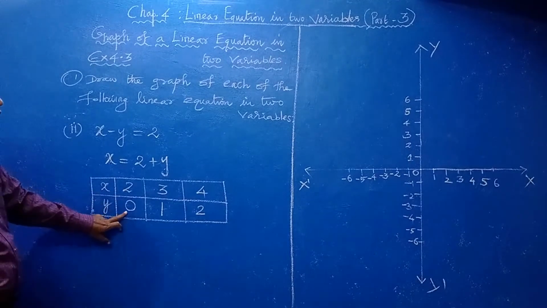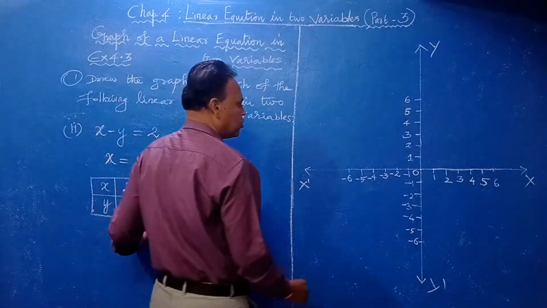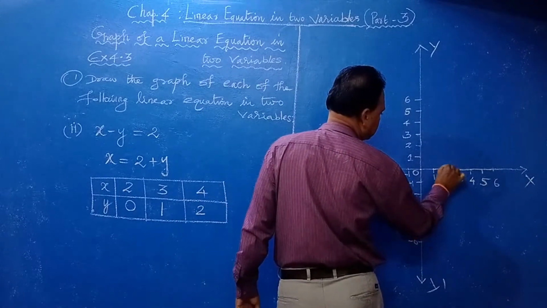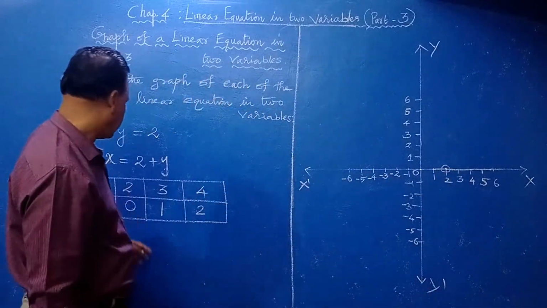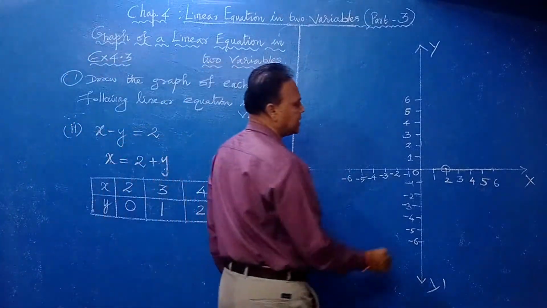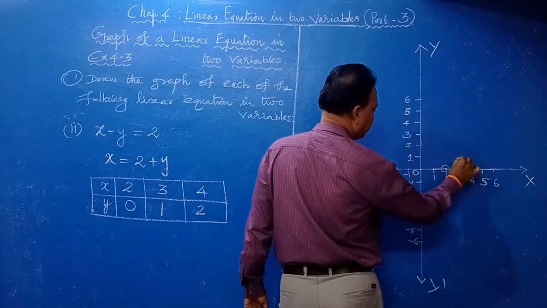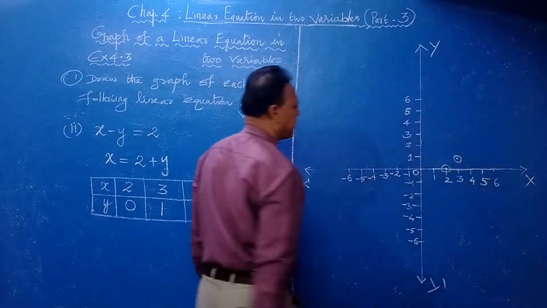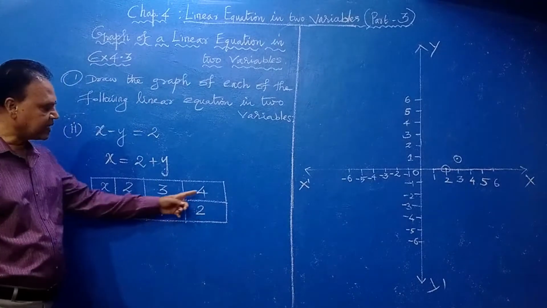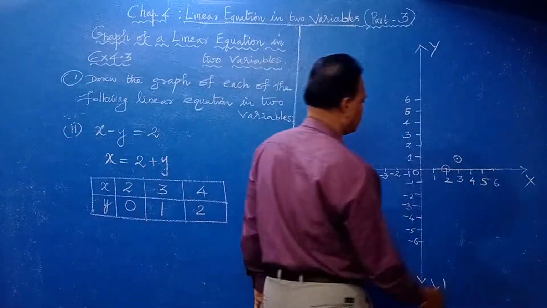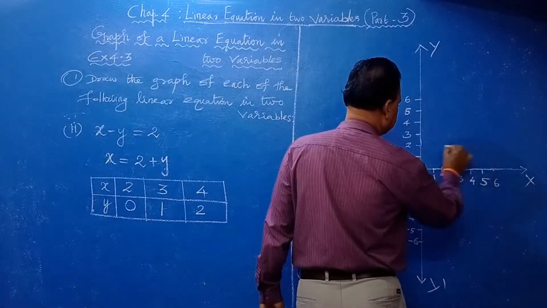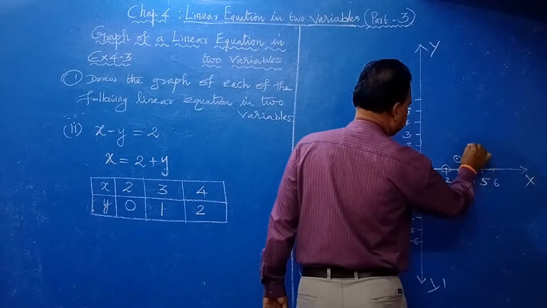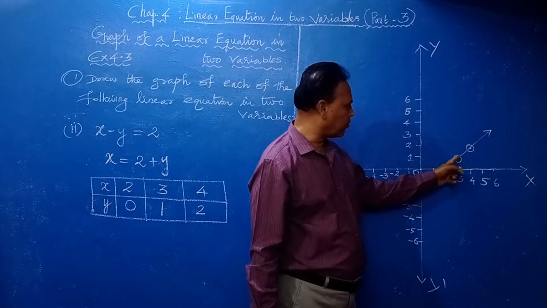Now 2 comma 0. We have to plot 2 comma 0, where here x is 2. Y is 0 means this is the point. Then 3 comma 1. X is 3, y is 1 here. Next, x is 4, y is 2. Here. So you plot the points.